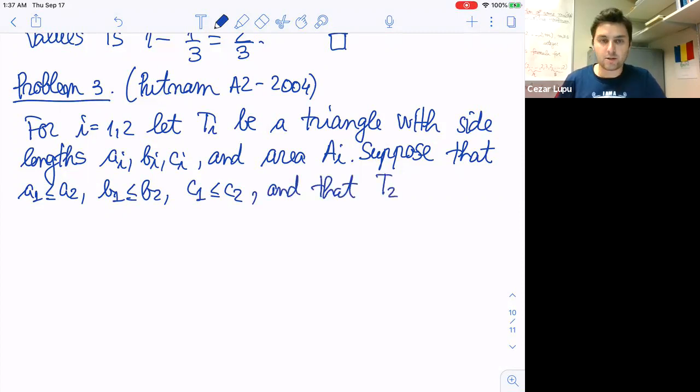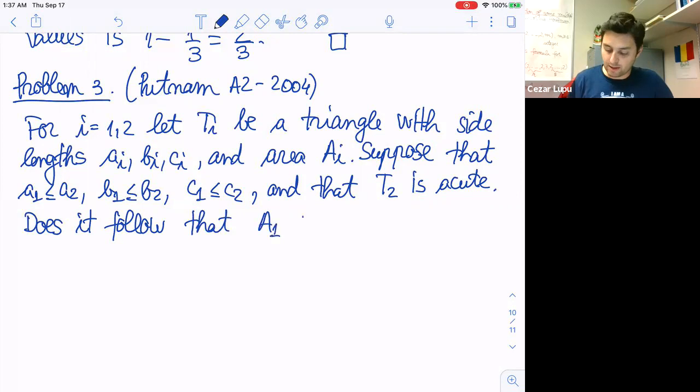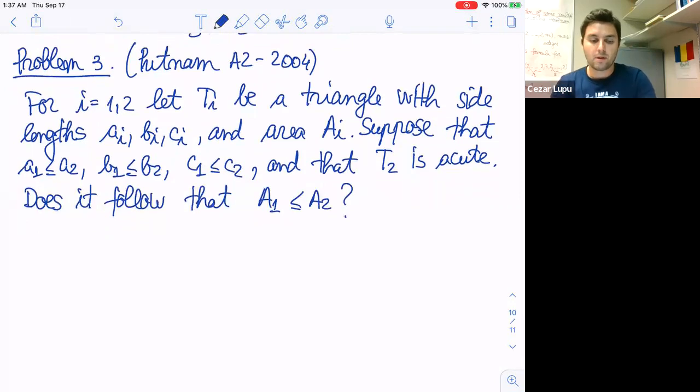and that the second triangle T2 is acute. All right, so we assume this. Well, the question is, does it follow that the area of the first triangle is less or equal than the area of the second? That is the question, and I want you to look at it. It's very important. Well, it was an A2 problem.